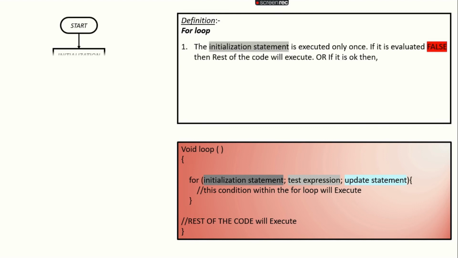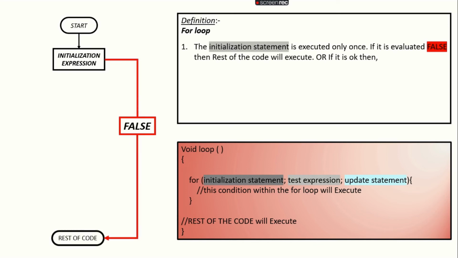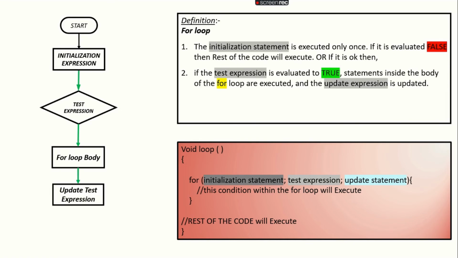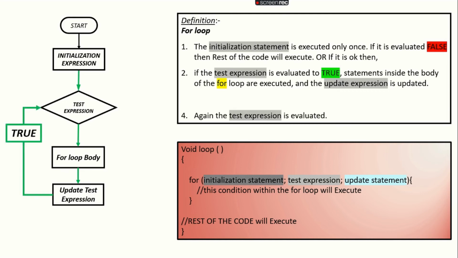After the program starts, the initialization statement of the for loop is executed only once. If it is evaluated false, then the rest of the code will execute, or if it is okay, then the test expression will be checked. If the test expression is evaluated to true, then the statements inside the body of the for loop are executed, and after that the update expression is executed. After the update, it checks again whether the test expression is true or not.